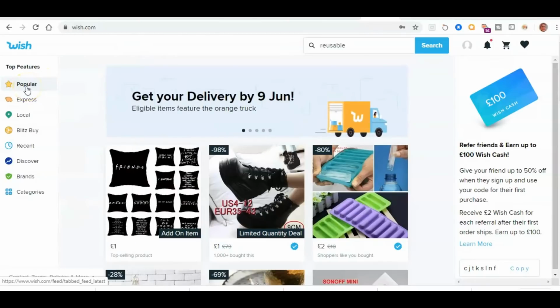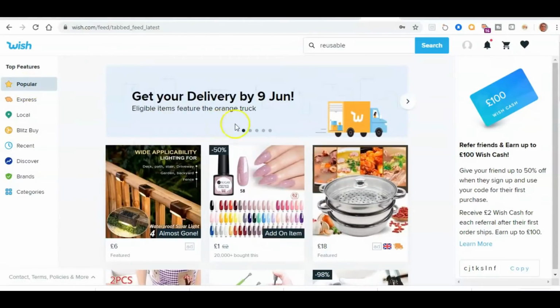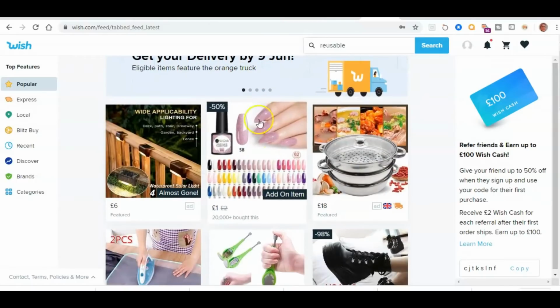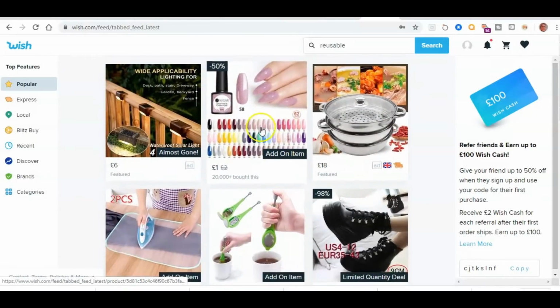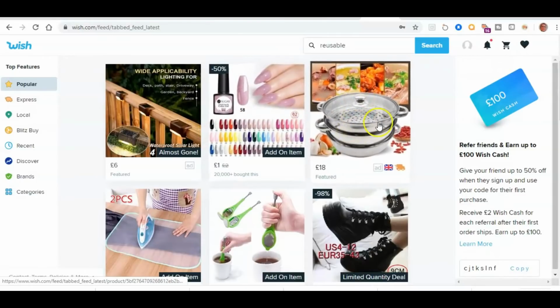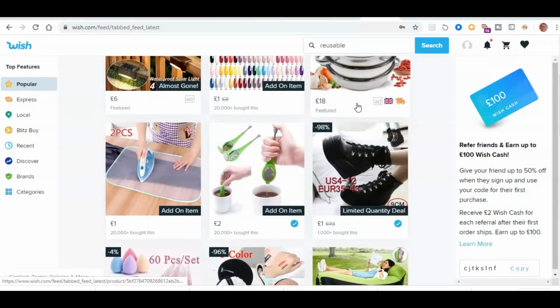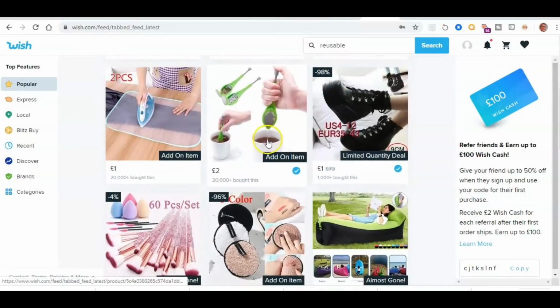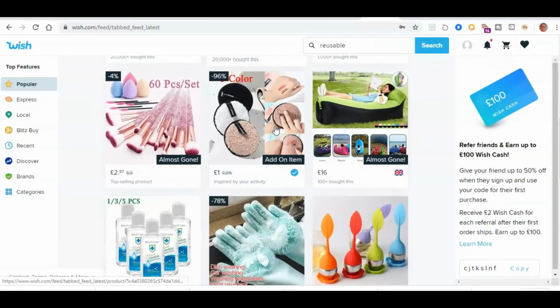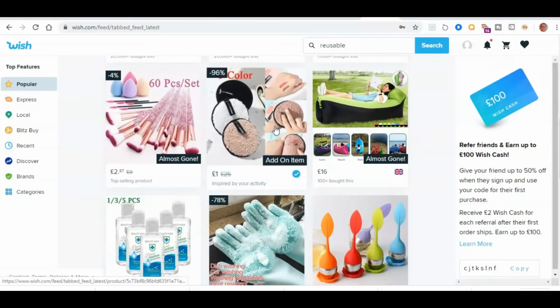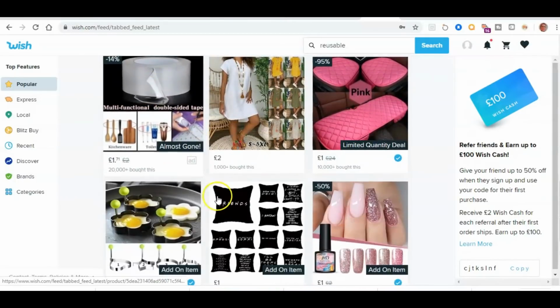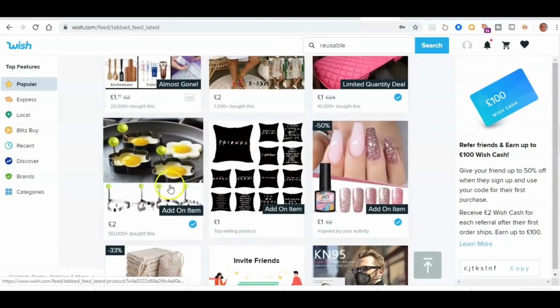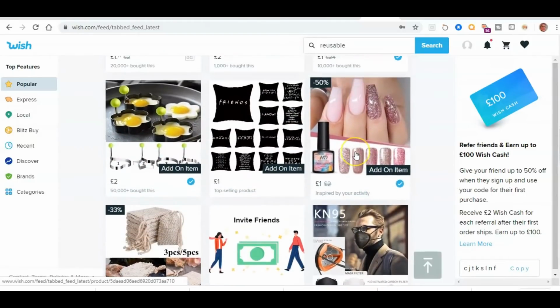So it says popular here, so we're in popular already. Let's take a look and see what's actually popular. Okay, well, those are quite interesting, but that's not something I'm necessarily going to sell. This is quite nice. Obviously that fits in with my kitchen theme. And remember, at this stage we're not worried about choosing our specific products now. We're just trying to get some ideas. These little egg things are quite nice.